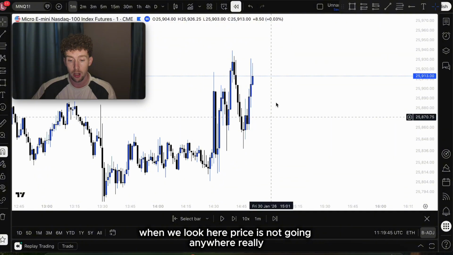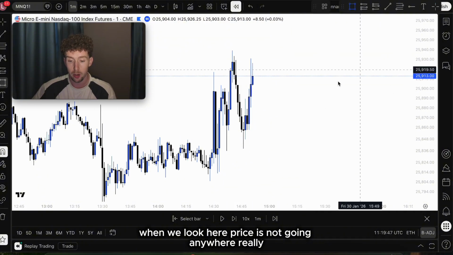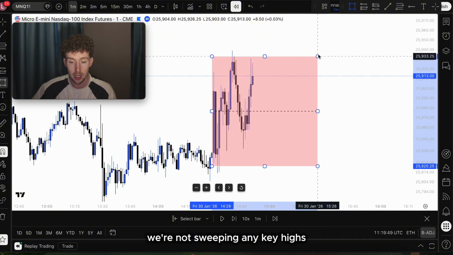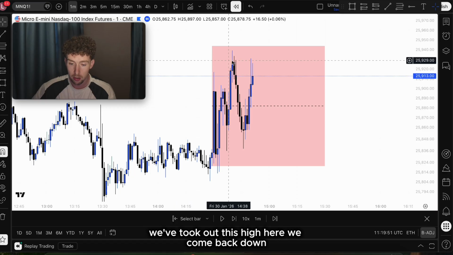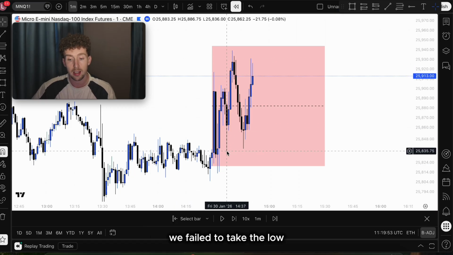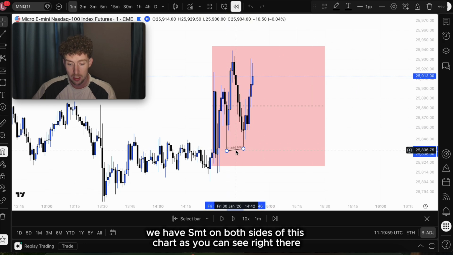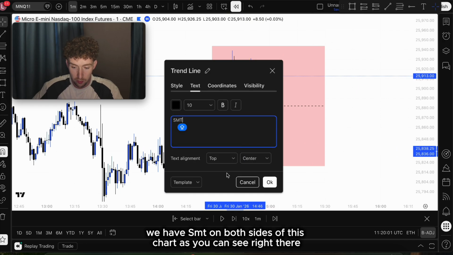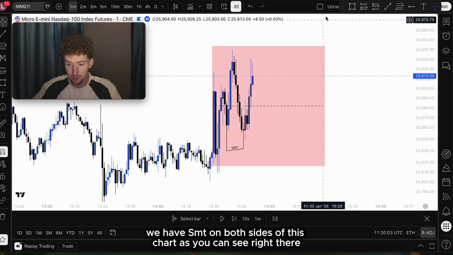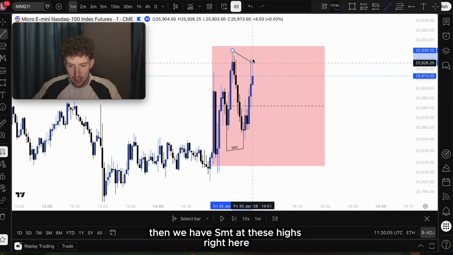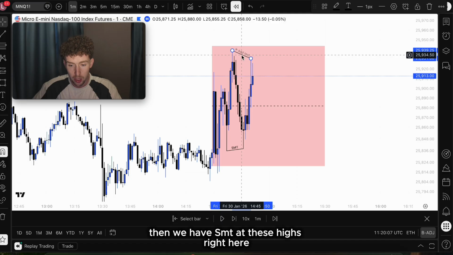When we look here, price is not going anywhere really. We're not sweeping any key highs. We've taken out this high here. We come back down. We failed to take the low. We have SMT here and we have SMT here. So that's something I want to talk about. We have SMT on both sides of this chart, as you can see right there. And then we have SMT at these highs right here.